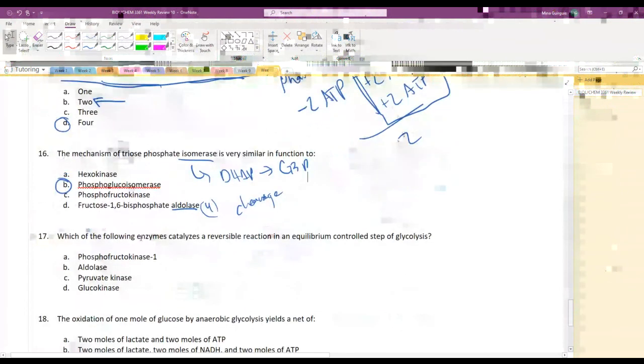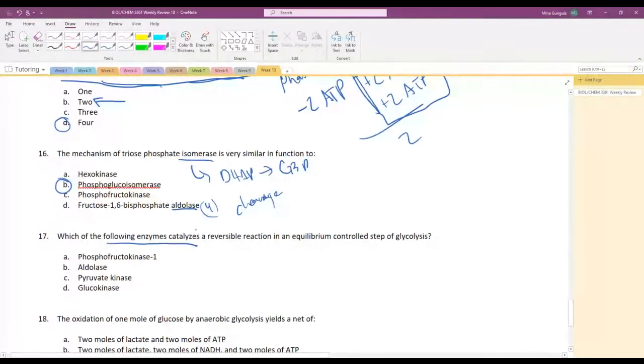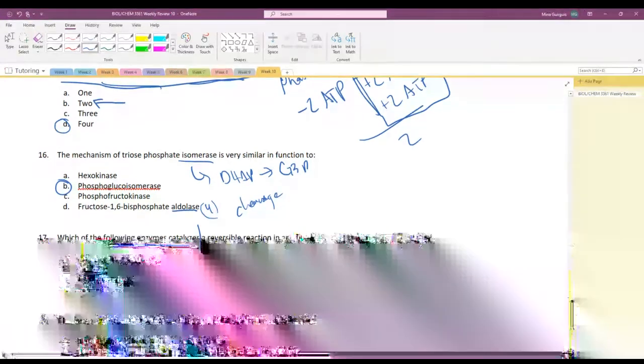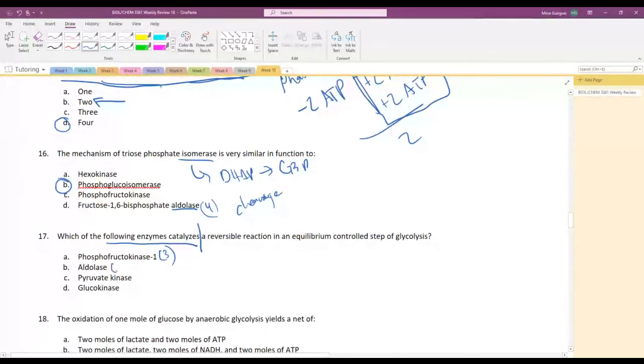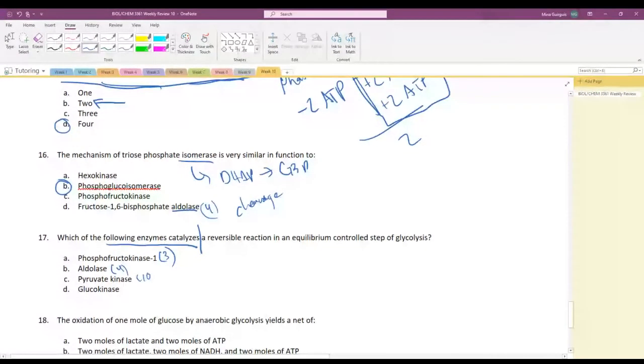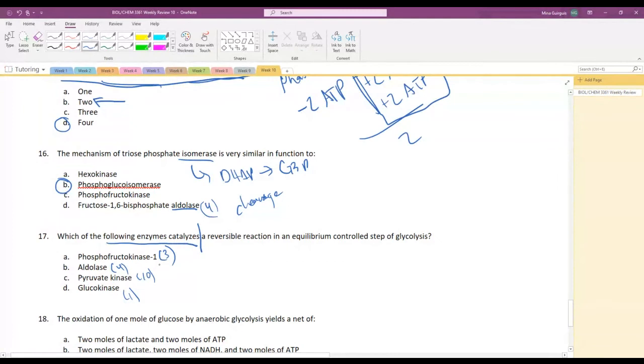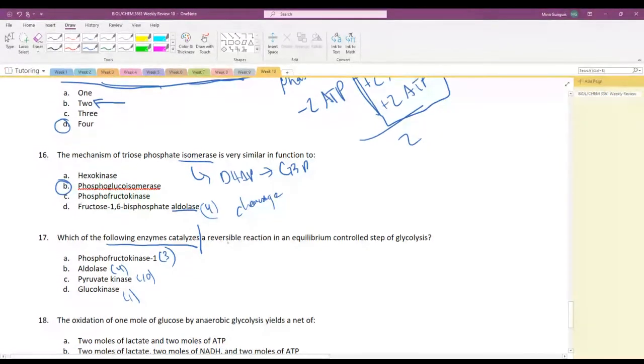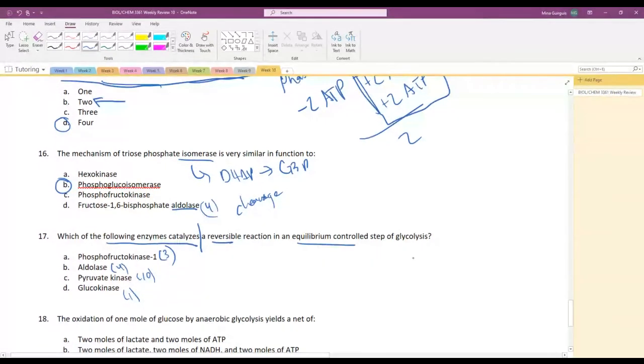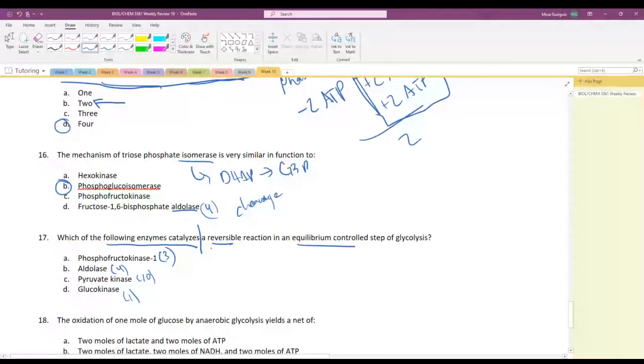Which of the following enzymes catalyzes a reversible reaction in an equilibrium-controlled step of glycolysis? So there's a lot of words there. But, so which of the following enzymes catalyzes? Okay, let's just stop there. In other words, when we talk about the enzyme, we're really saying phosphofructokinase, reaction 3, the aldolase, this is reaction 4, reaction 10, and reaction 1. That's really what we're referring to. So which of those reactions is a reversible and equilibrium-controlled step? Okay, so reversible is our key word here.